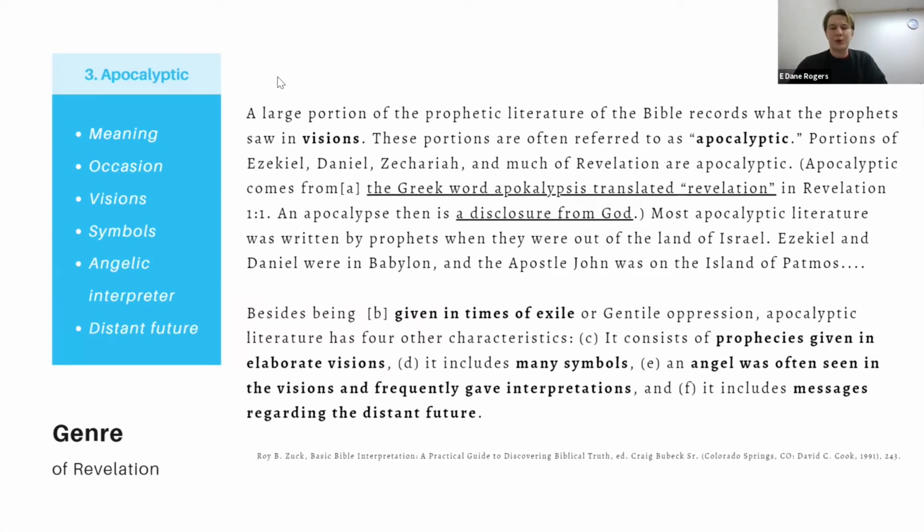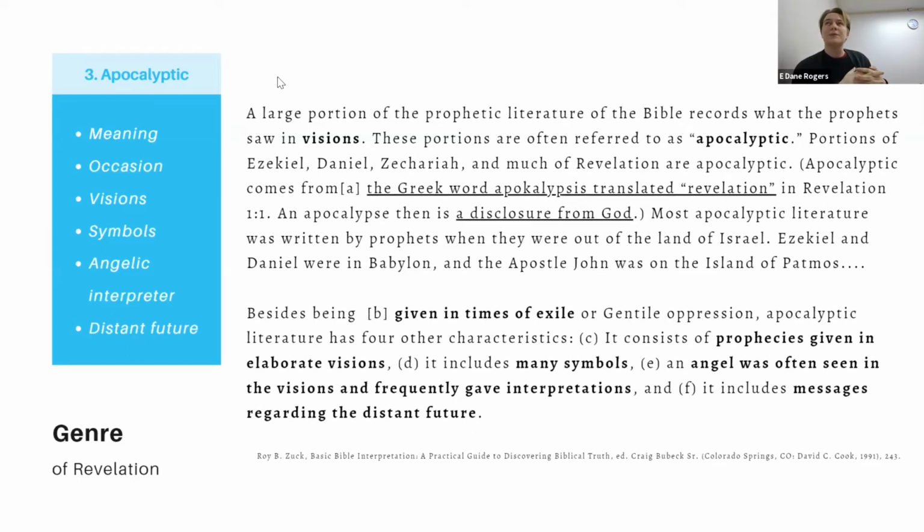So this apo plus calypsis. Calypsis is the word for a veil in Greek, and apo is the coming away from. So we're removing the veil so that we can see behind God's veil of his plan for future history.